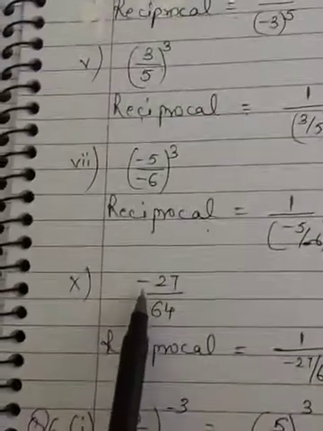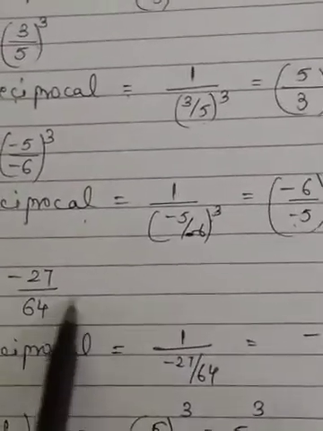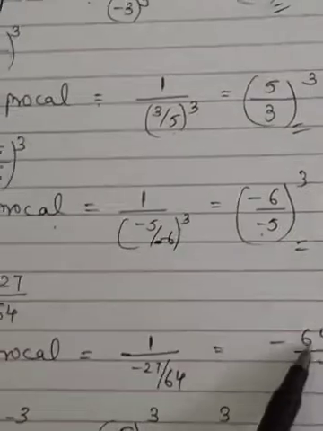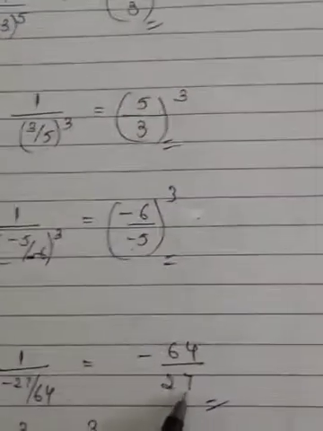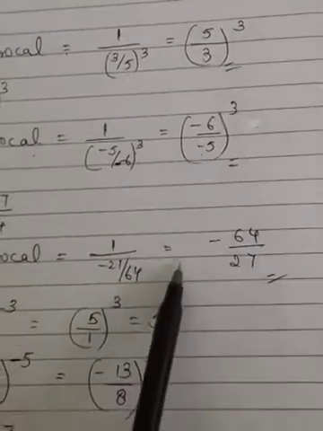Tenth one is minus 27 over 64. Reciprocal is equal to 1 over this number. 1 over minus 27 by 64. This 64 will go on top. So minus 64 by 27. The minus sign we always write with the numerator. Even if the question has it in the denominator, you take it in the numerator.